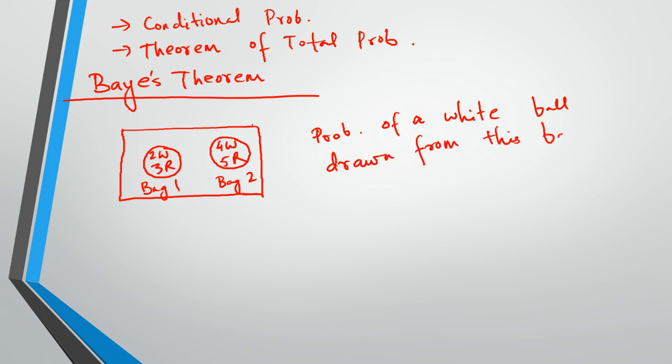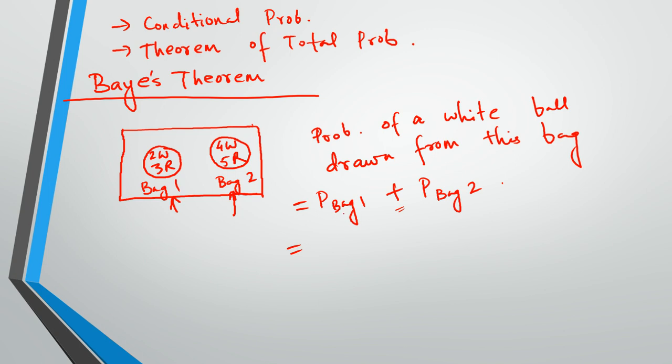So how will we solve this problem? This can be divided in two parts, right? What is the probability of a white ball drawn from this bag? We have to say the ball can be drawn from bag 1 or from bag 2, right? So there are two probabilities. Either it is drawn from bag 1, or then we will write plus, or it can be drawn from bag 2 also, right?